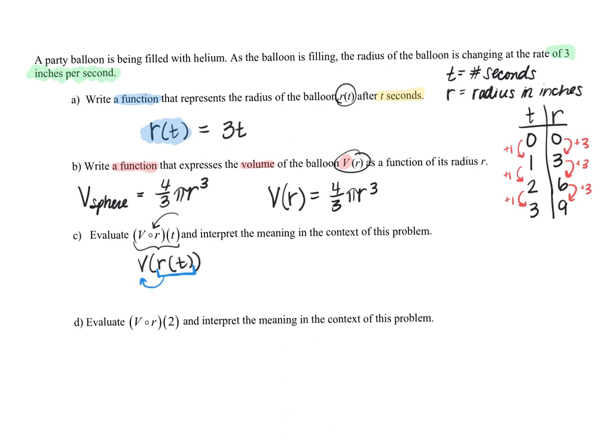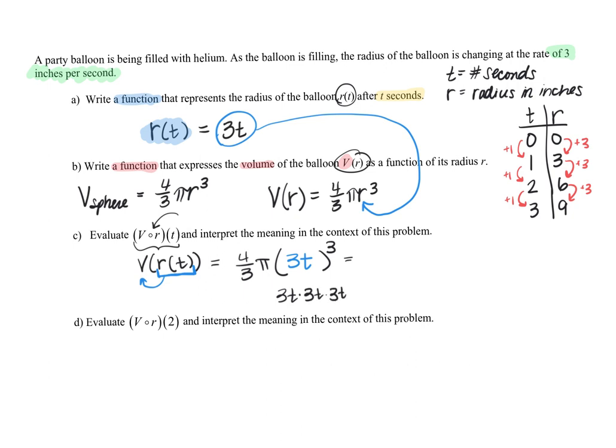So looking up here, if we know the radius as a function of time, then that radius function is going to be substituted in here in for R. That's a composition. So we're going to have 4/3 pi times the radius cubed. But again, we're subbing in our radius function, which was r is equal to 3t. So if we simplify here, remember 3t, if we're cubing 3t, we're multiplying it by itself 3 times.